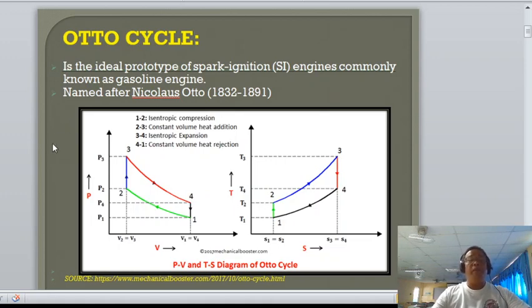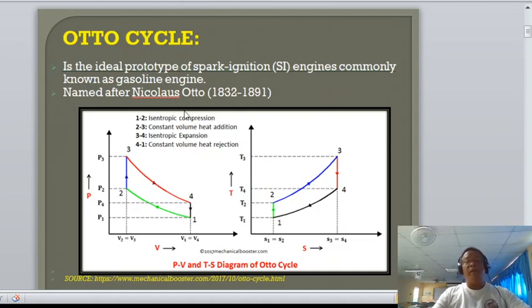First, 1 to 2, as I have said, is compression. That is isentropic or adiabatic compression, so there is no rejection of heat or addition of heat to this system. And 2 to 3, the process involved is constant volume heat addition. And then 3 to 4 is another isentropic expansion. And 4 to 1 is constant volume heat rejection.